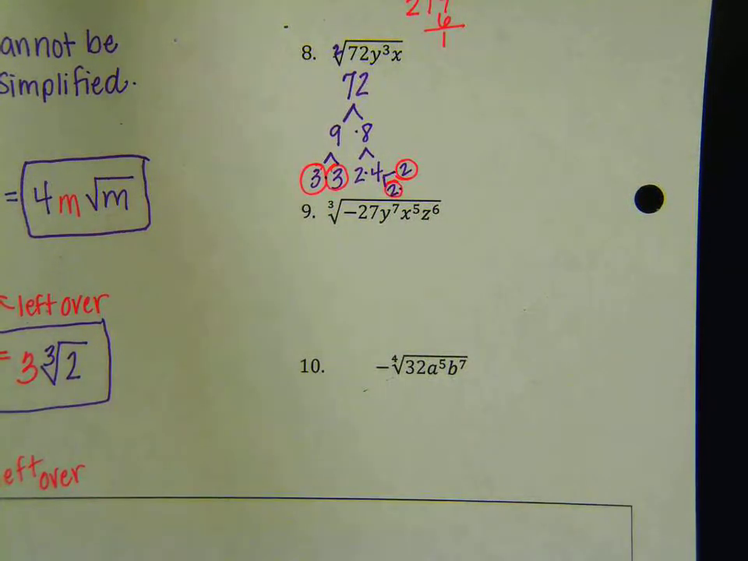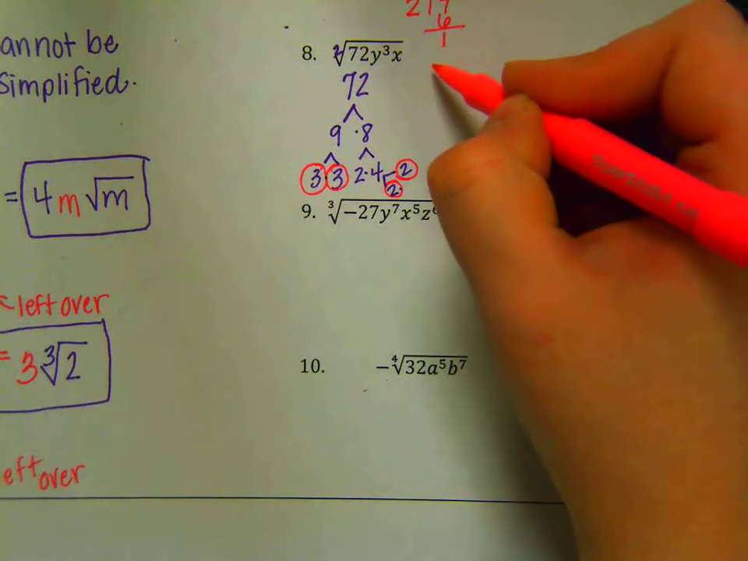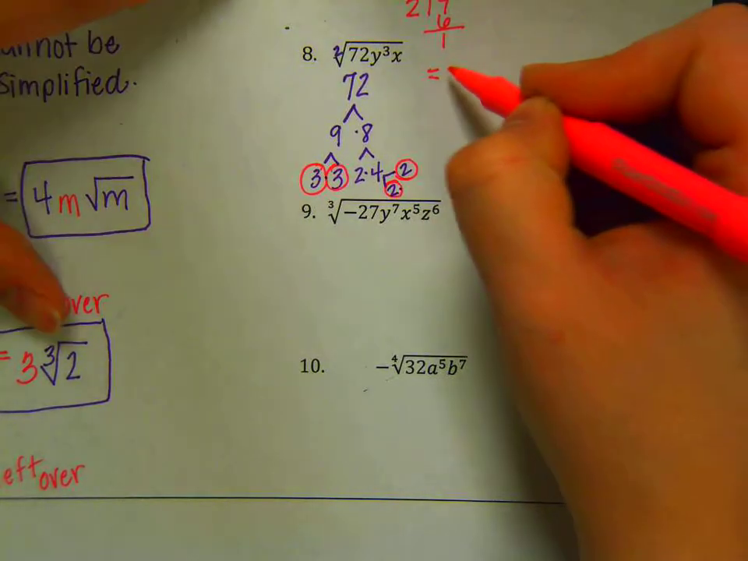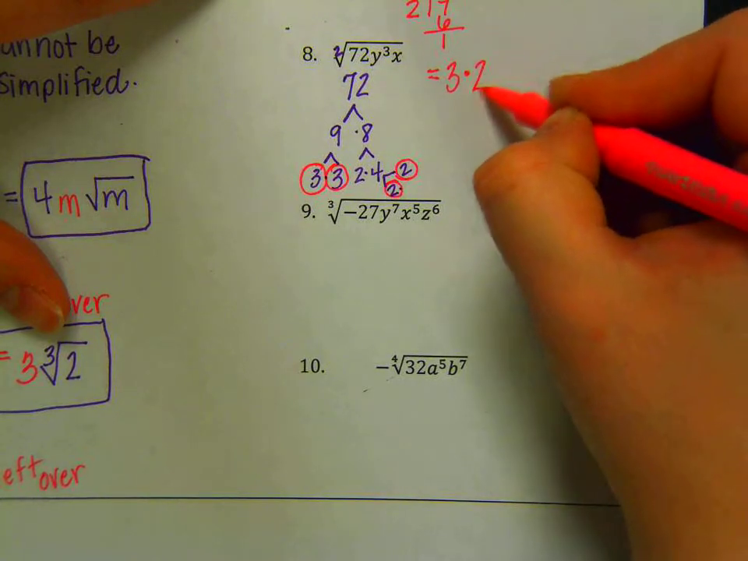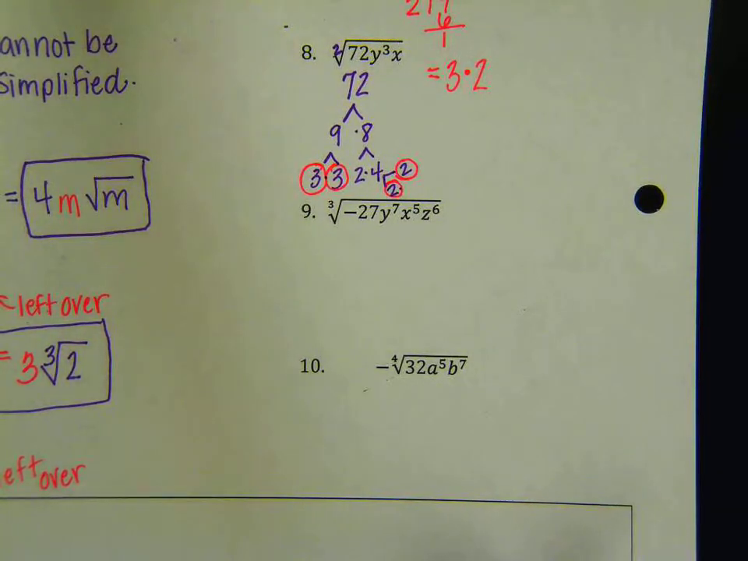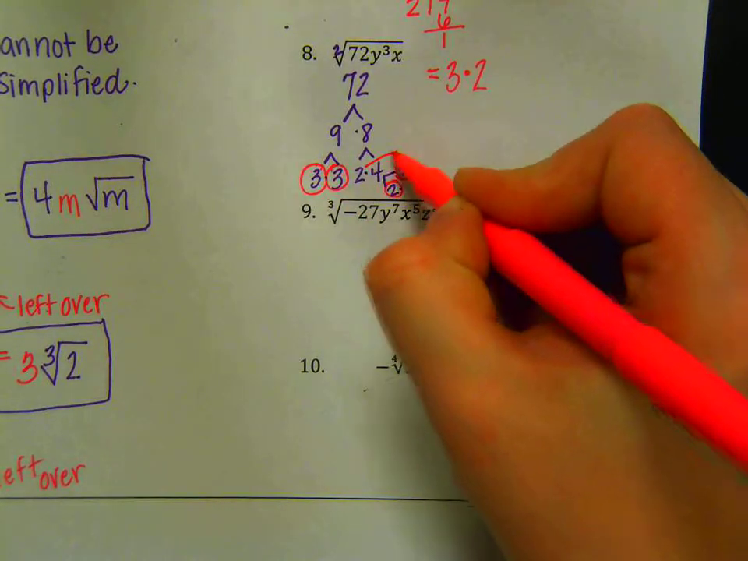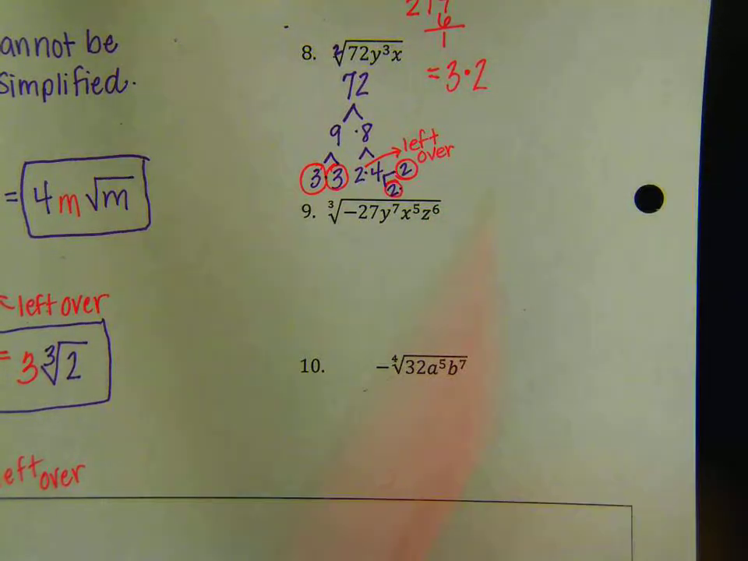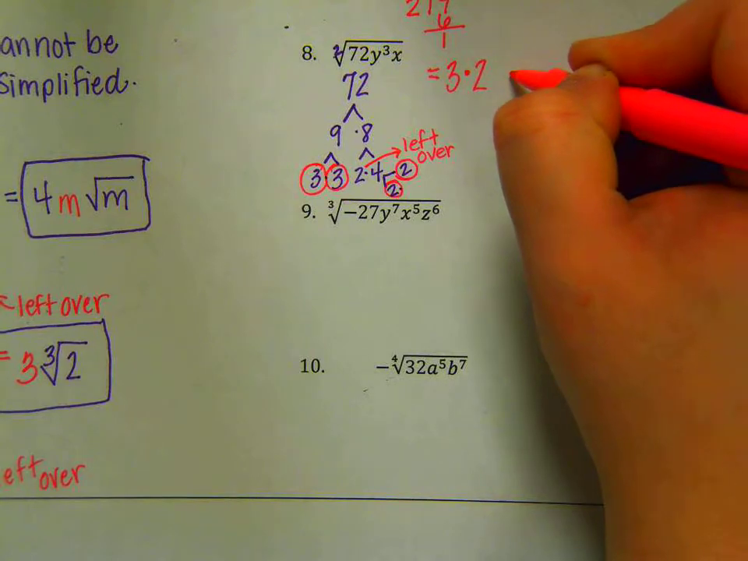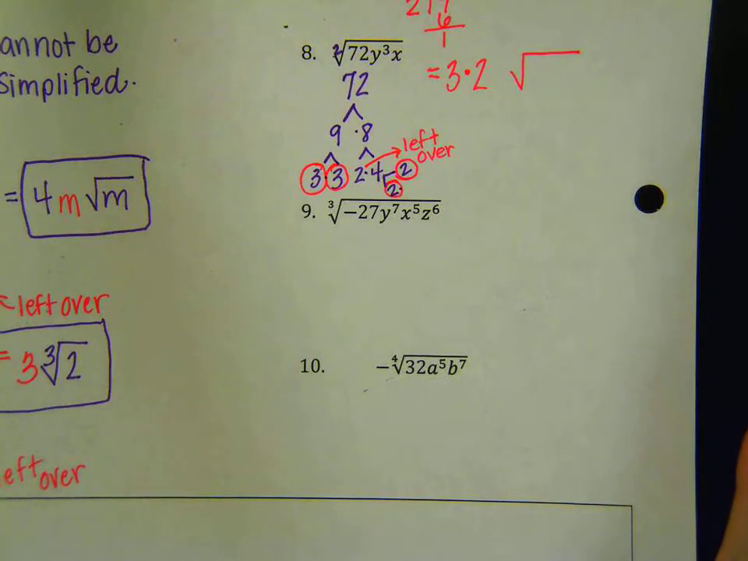So when I start writing my answer out, I'm going to have a 3, but then I also have a 2, so they need to be multiplied together. And then there's 1 lonely 2 left over. Leave just a little bit of space in here because we have to think about the variables. We might have something that's left over. So 2 goes under here.